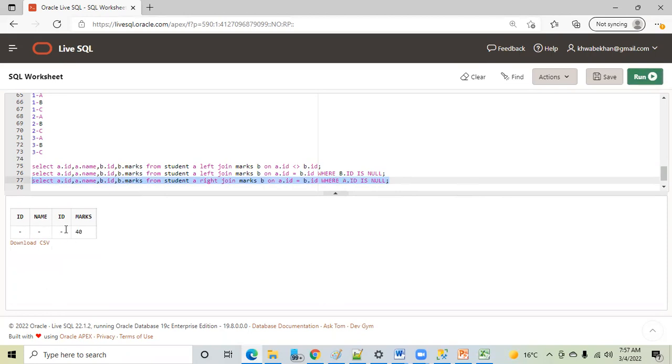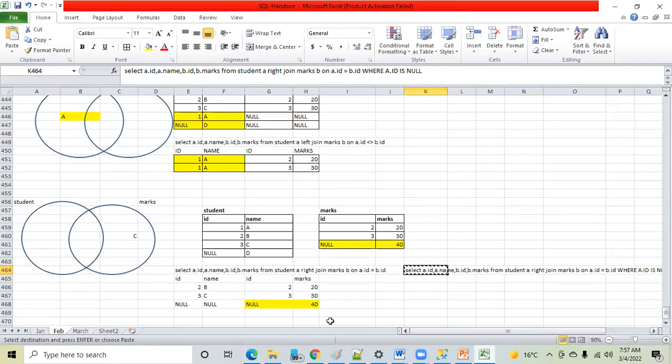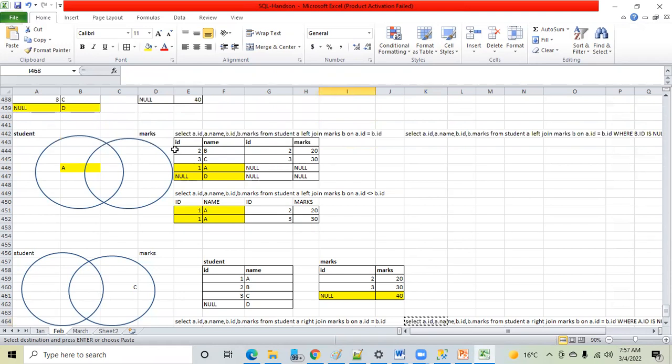Okay, you got the output. Is this the correct output, guys? Null, null, null, 40. Okay. So this question, which I told you, was asked of one of my students who appeared for a data analyst position at an organization. Same question they have asked. So fine, I think this is clear now.